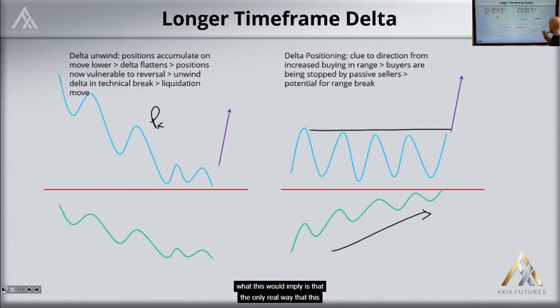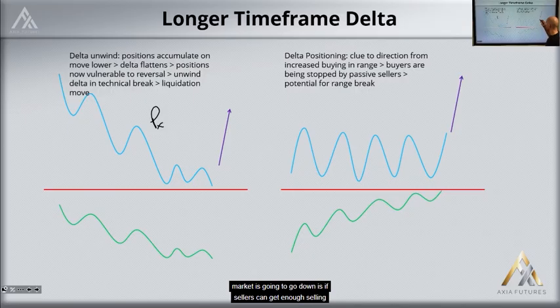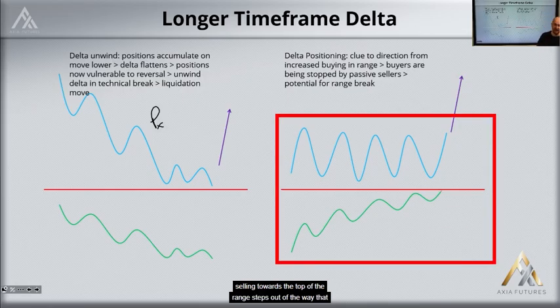So what this would imply is that the only real way that this market is going to go down is if sellers can get enough selling to then cause the buyers to unwind. The fact that this is currently not happening is a clue towards a move towards the upside. And so you can look at this, the fact that you're increasing delta in a range, building up people positioning for the break up. And you can now look for, once the passive selling towards the top of the range steps out of the way, that buying is now going to continue.